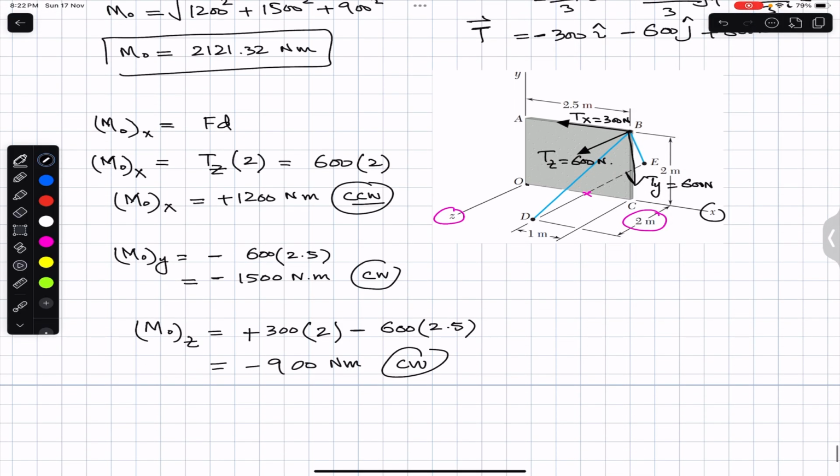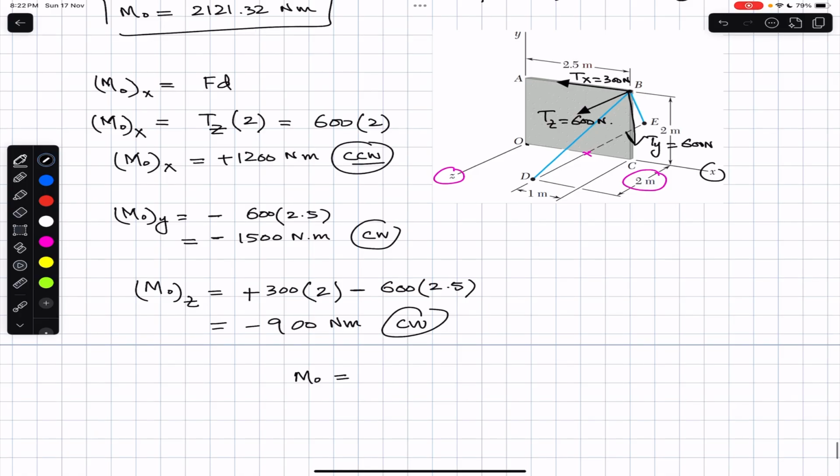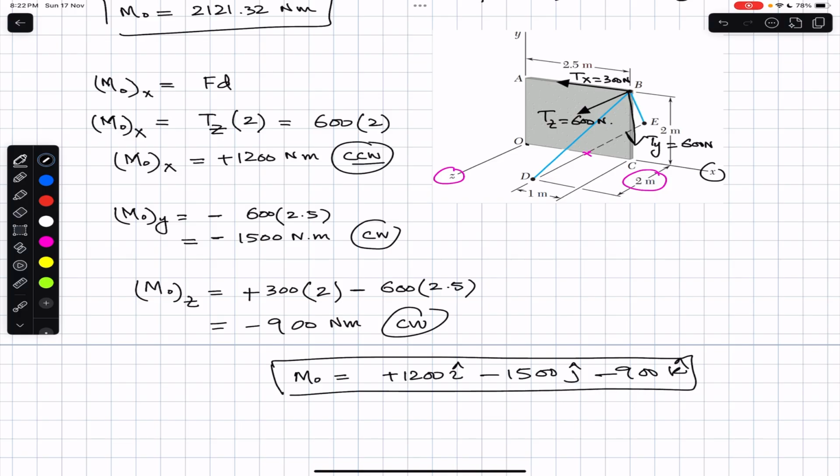So now if we combine these three components, we can write the moment about point O. So these are the components of the moment about point O. So we can say plus 1200 i, since this is about the x-axis, so the x component is i, minus 1500 j and minus 900 k. So by using the scalar method, we got the same answer.